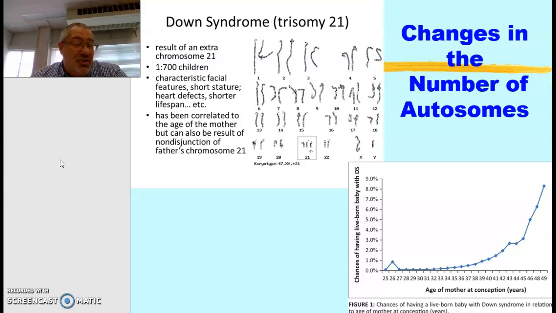But the non-disjunction can also occur within the father, and the 2 chromosomes can be obtained from him, and the 3rd in this trisomy obtained from the mother. Usually the 2 chromosomes are obtained from the mother, and 1 is obtained from the father, for the 3 that are inherited.